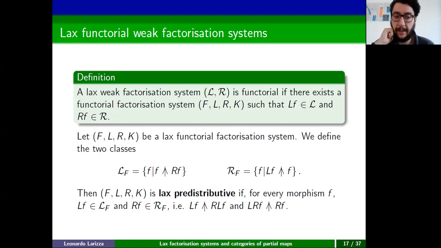So I consider any FLRK to be a Lax functorial factorization system, and I define the following two classes: LF, given by those morphisms that are left Laxly weakly orthogonal to their right component, and RF, dually, those morphisms that are right Laxly weakly orthogonal to their left component. And I say that this Lax functorial factorization system is pre-distributive if for every morphism F, LF lies in the left class and RF lies in the right class, which amounts in particular to having the following two orthogonality relations for any F.